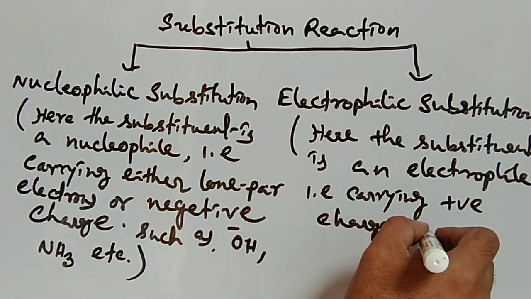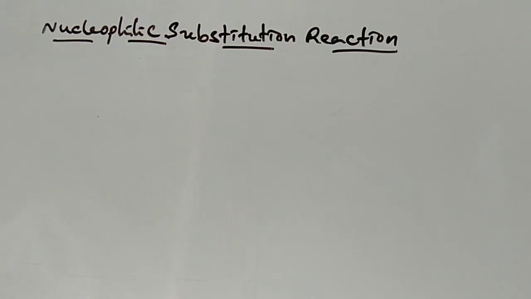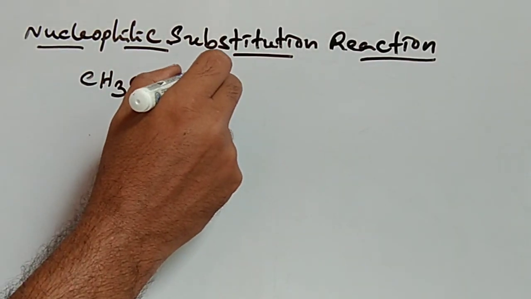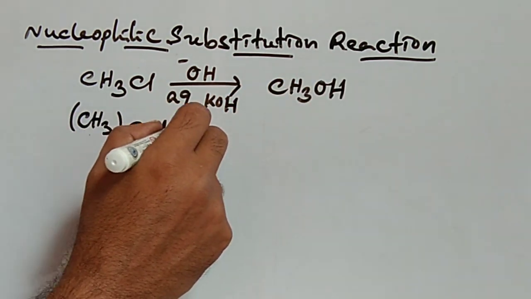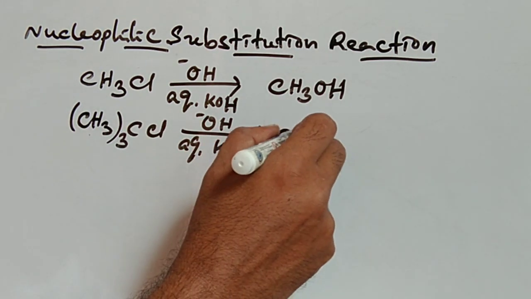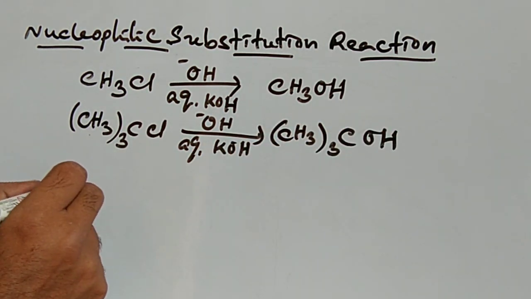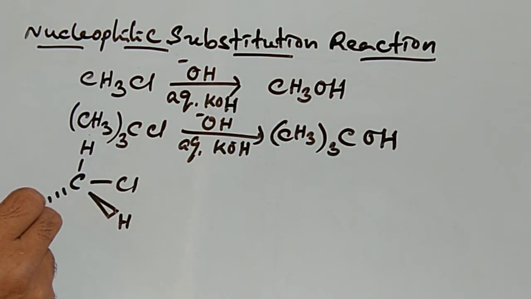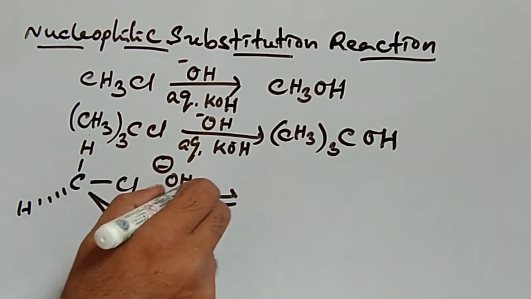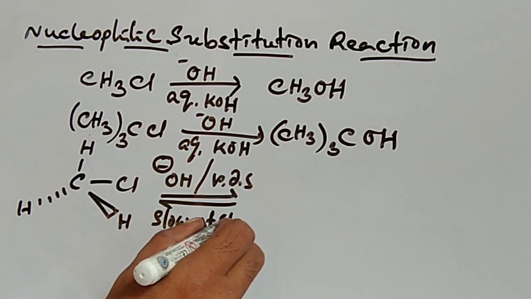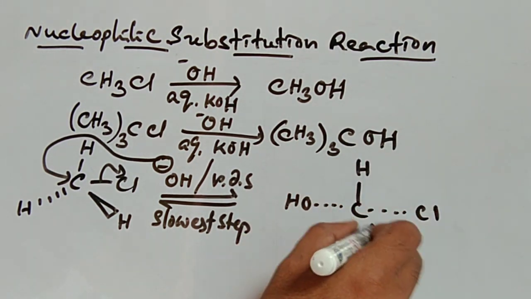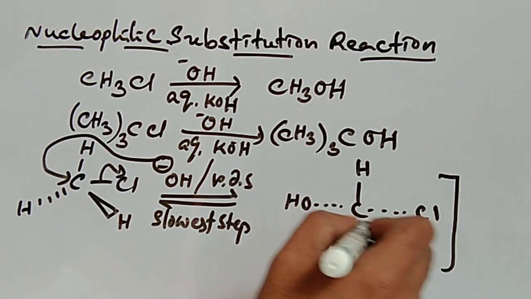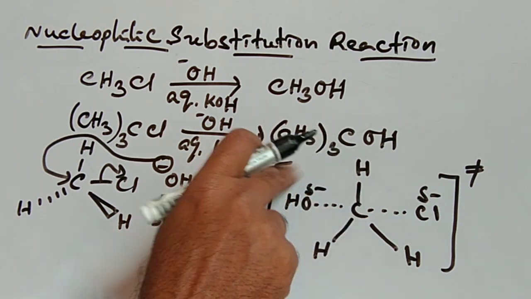So, a nucleophile must have a negative charge or lone pair electrons, and an electrophile has attraction towards electron or negative center. So, an electrophile must carry a positive charge. In nucleophilic substitution reaction, there are also two types: unimolecular and bimolecular. In unimolecular, it's a two-stage process.